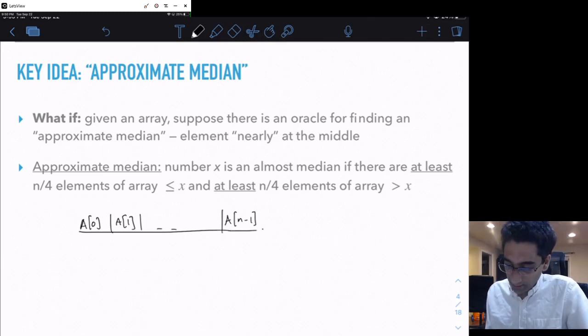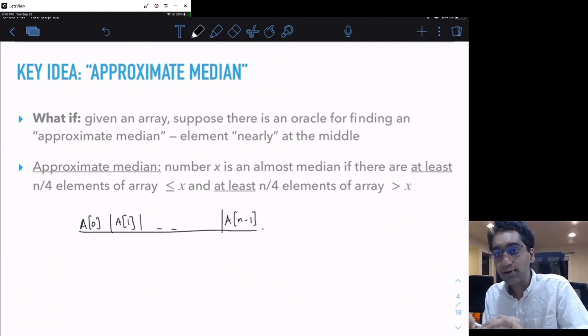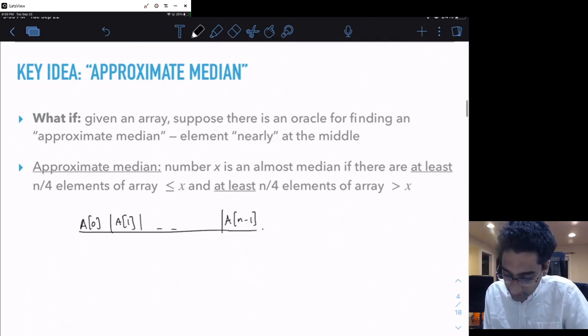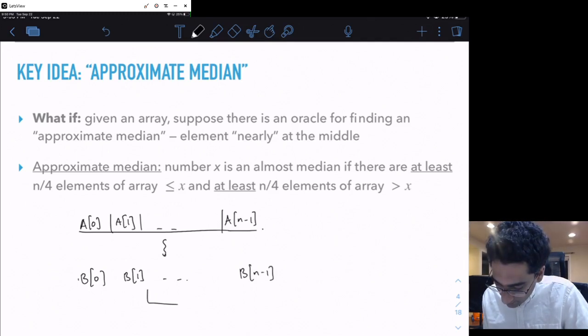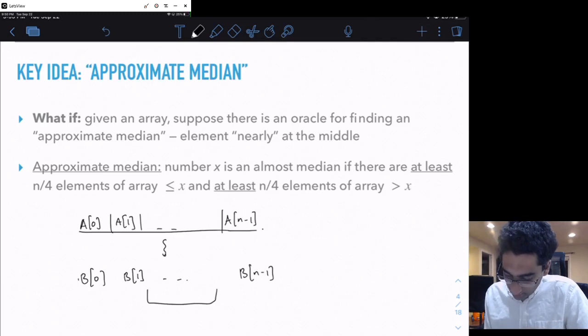Right? So an approximate median is a number that's roughly in the middle of the sorted version of A. Okay. So if I were to sort this and I get an array b0, b1, ..., bn minus 1, then an element that's roughly in the middle of this array, which formally I want at least n by 4 numbers to the left and at least n by 4 numbers to the right.